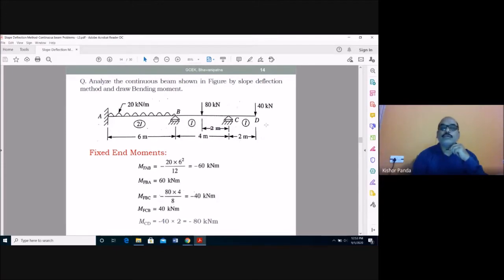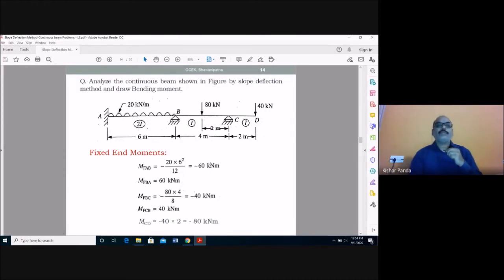Then for this portion, MCD, you have to treat it as a cantilever portion. The overhanging portion, you have to treat it as a cantilever, and you have to find out what is the moment here due to this point load. So what is the moment here? Minus 40 into 2, anti-clockwise. This is minus 80 kilonewton meter. Because the moment MCD, due to this side, is minus 80 kilonewton meter.